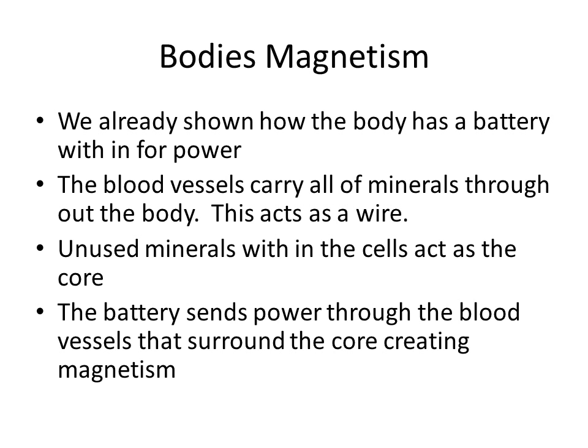Now, our bodies have magnetism within them. The cells, I've already shown, act as a battery. Our blood vessels act as a wire. This is because of all the minerals and elements that are carried within the blood. Now, our bodies have unused metals within the cells that act as the core. The battery sends power through the blood vessels that surround the core, creating magnetism.